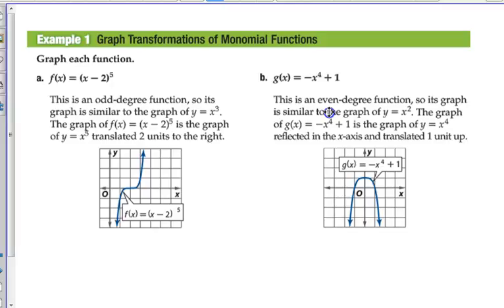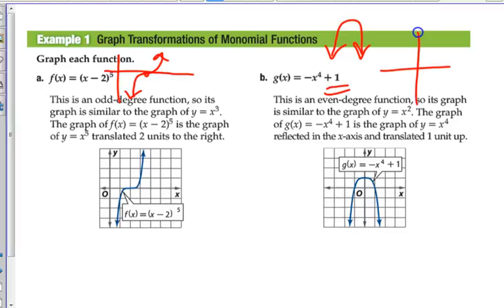These are just talking about slides. I'm going to go super fast because I don't even know if this is on your homework. It might be. This is a degree 5, so it's this shape. And this -2 would shift it which way, guys? Okay, so instead of this being the origin, it would be over to the right a couple. This one is a degree 4 with a negative, so it's like going this way, but it's been shifted what? Up 1, so it's up here.